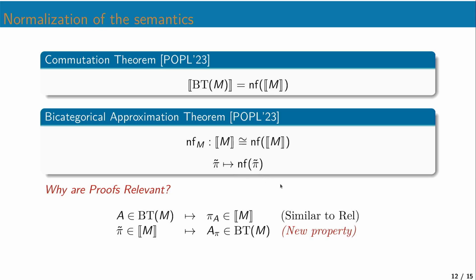And we can start to see why proofs are relevant in our setting: they allow us to do something that we couldn't do in the standard one-dimensional case. For instance, already in the relational semantics, if you take a finite approximation of M, you can build an element of the semantics of M. But if you take an element of the semantics of M, you couldn't build in an easy way a finite approximant.